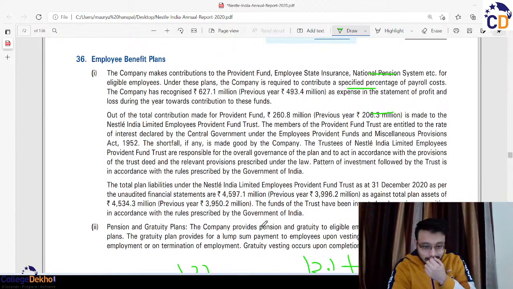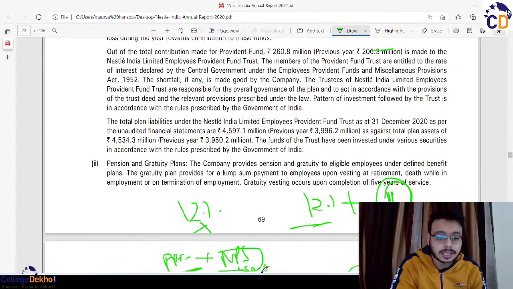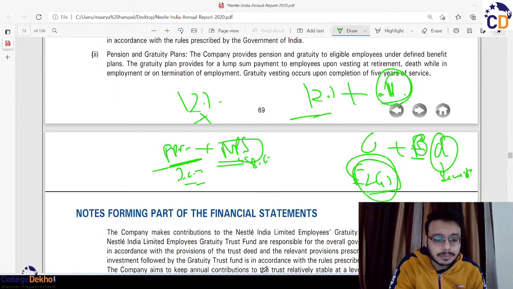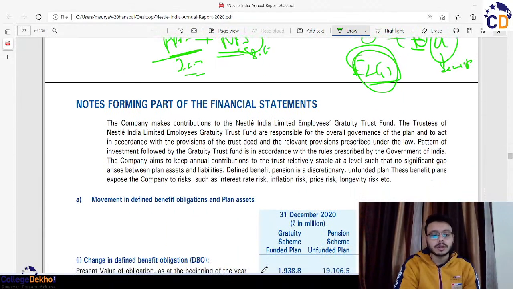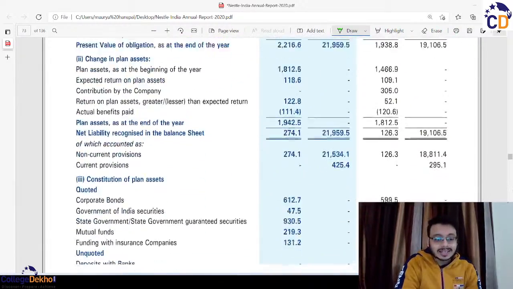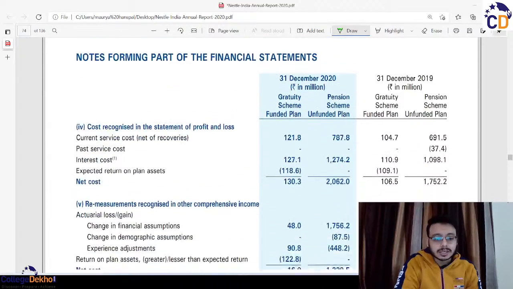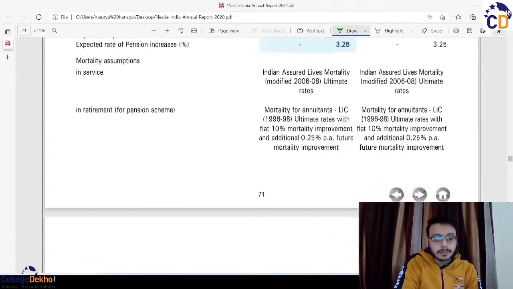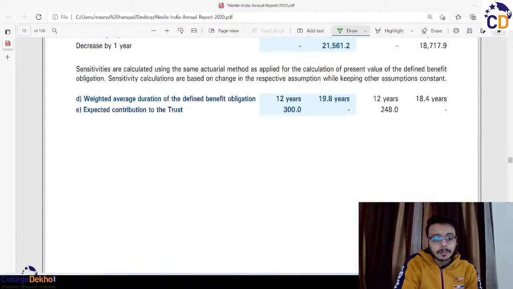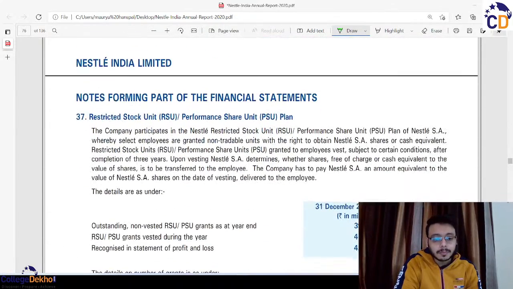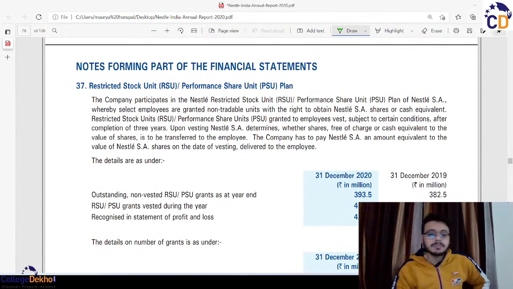Then we had something regarding the share based scheme. And share based scheme के लिए हमको बोला गया कि go to note number 37. So what exactly is in note number 37? Let's see it. Yeah. Share based plan are your like restricted stock units or performance share units.